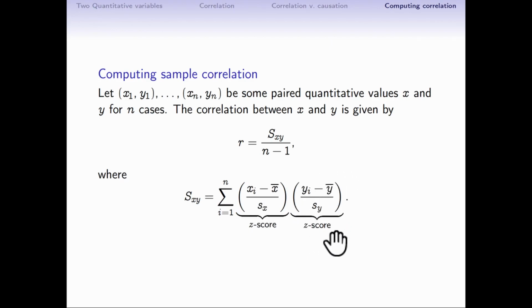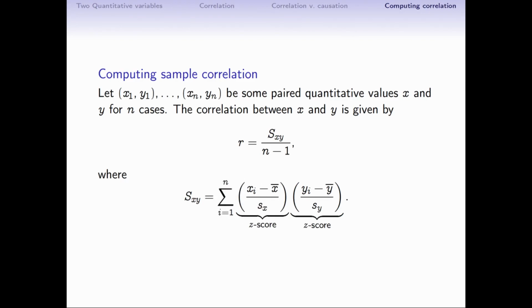So let me try to say that in another way. For each point in the scatter plot, there's going to be an x-coordinate and a y-coordinate. You need to calculate the z-score of the x-coordinate. You need to calculate the z-score of the corresponding y-coordinate, and you need to take those two z-scores and multiply them together. So each and every point in your scatter plot is going to have the result of forming the product of the z-scores at that point, and then you need to sum across all of those points in the scatter plot.